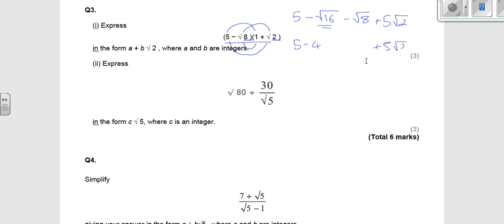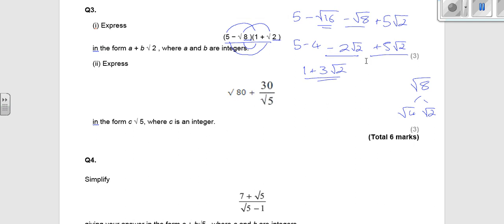5 root 2 we can't simplify, but root 8 we can simplify. Root 8 is the same as root 4 times root 2. So that's going to be minus 2 root 2. And then we simplify. So 5 take away 4 is 1. Minus 2 root 2 plus 5 root 2 is going to be plus 3 lots of root 2.